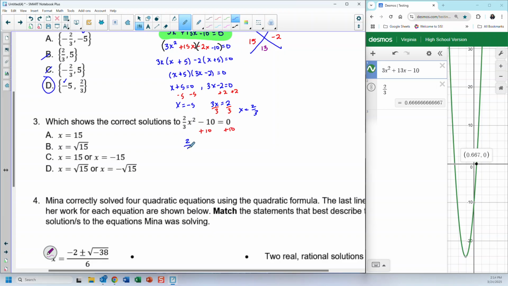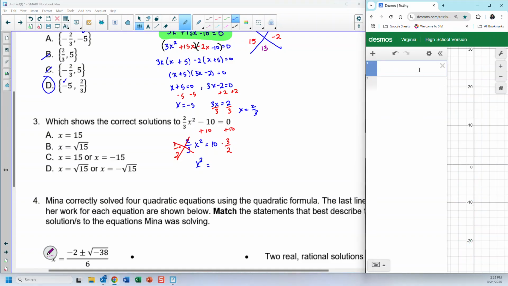So I have 2 over 3 x squared equals positive 10. And then to remove the fraction, I'm going to multiply both sides by the reciprocal. Okay? And then that takes out all of that. So you just have x squared by itself equals 10 times 3/2, I think that's 15, but let's put it in Desmos. So 10 times 3 over 2 is 15, because 10 divided by 2 is 5, and then 5 times 3 is 15.